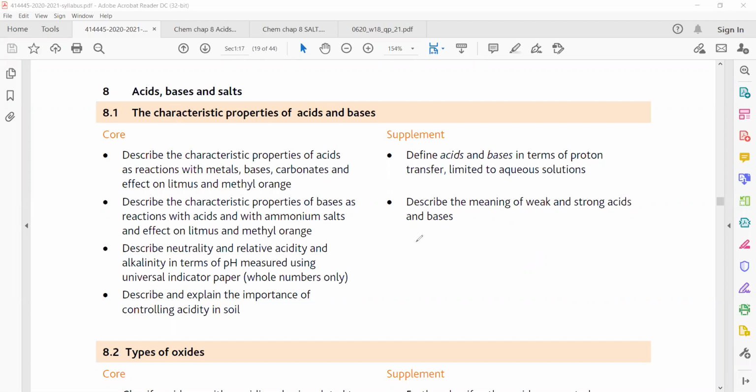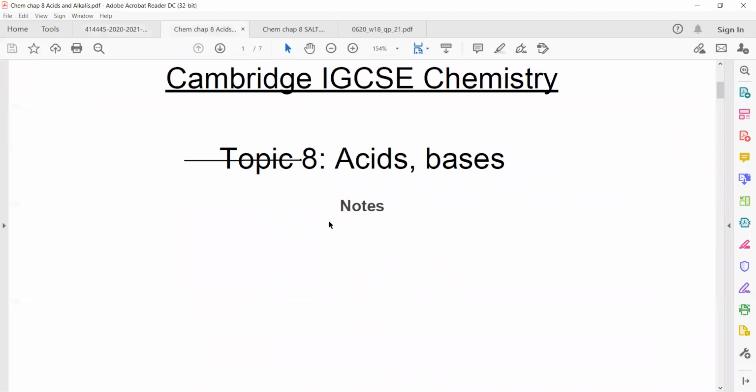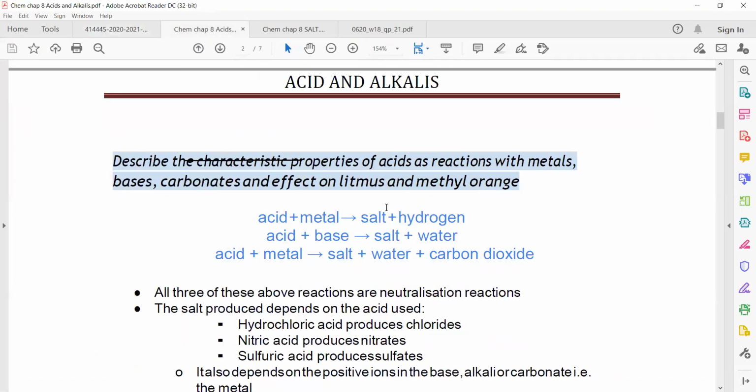First, the core idea: describe the characteristic properties of acids as reaction with metals, bases, carbonates, and effect on litmus and methyl orange. So the characteristic properties of acids: when they react with a metal, that results in the formation of a salt and hydrogen gas. Acid plus metal gives salt and hydrogen.